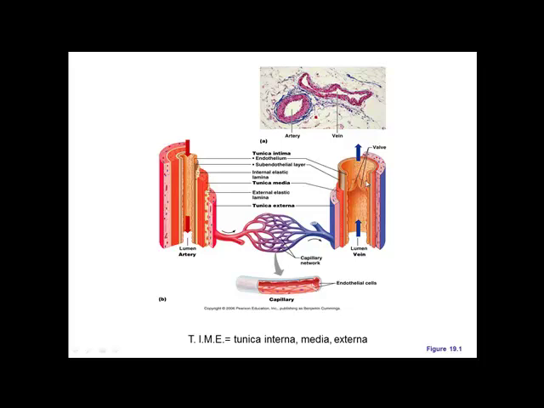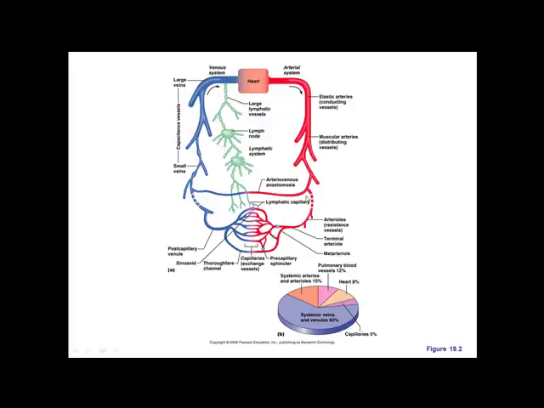So looking here, the vein has a large lumen versus the artery, which will have a smaller lumen. The vein has a small tunica media, which is its layer of smooth muscle, versus the artery, which will have a thick tunica media. So it'll have a thick layer of smooth muscle. What you should be able to pull from that is that the artery is going to be able to contract, and vasoconstriction of the artery will have a much greater effect on blood pressure than vasoconstriction of the vein. And then our tunica externa will be similar on the two.